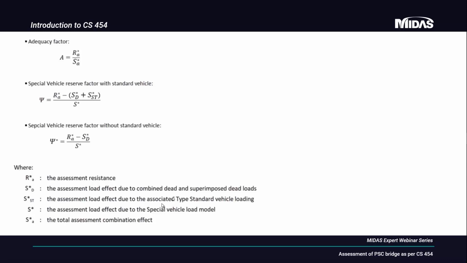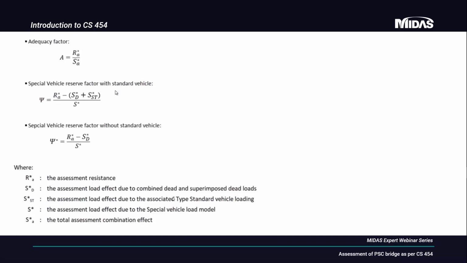Now regarding the equation for adequacy factor and reserve factor, the adequacy factor equation is RA star by SA star, which is the ratio of the assessment resistance and the load effect. Then psi is the special vehicle reserve factor with standard vehicle, and psi star is the special vehicle reserve factor without standard vehicle.